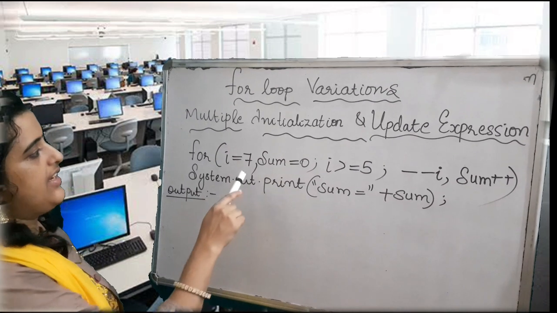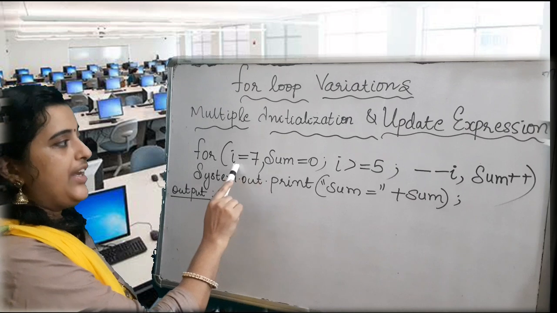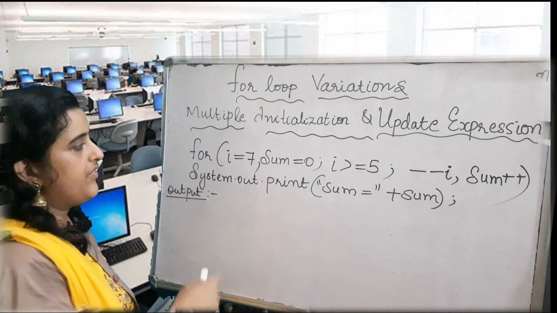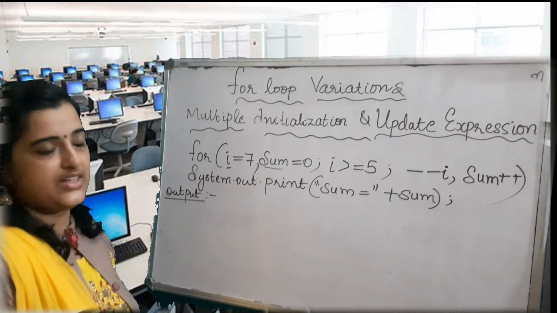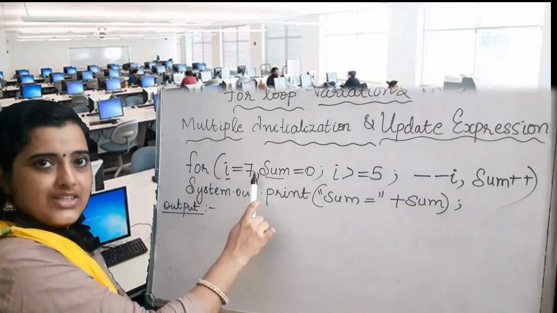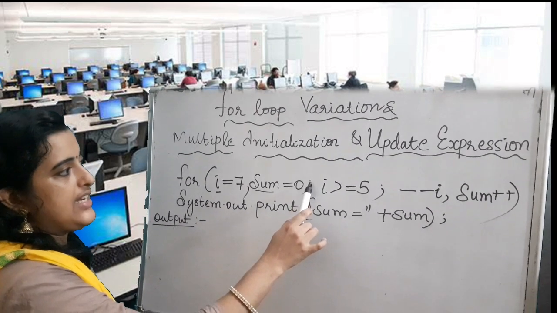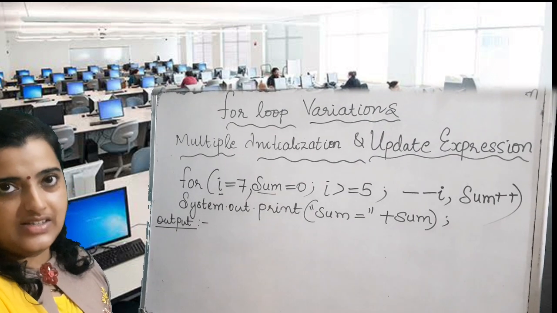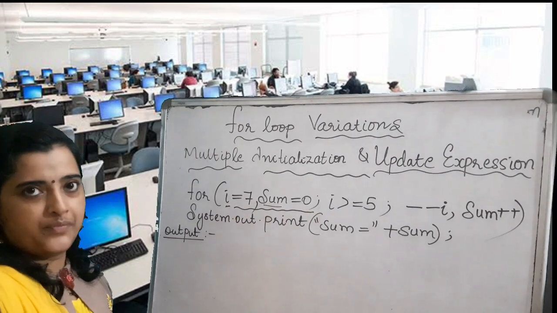Here we can see we have given initialization first, that is, two variables we have initialized here. Variable I with the value 7 and variable sum with the value 0. And you can see both initializations are separated with a comma. And after this initialization section, you can see a semicolon, which shows the initialization part is over.